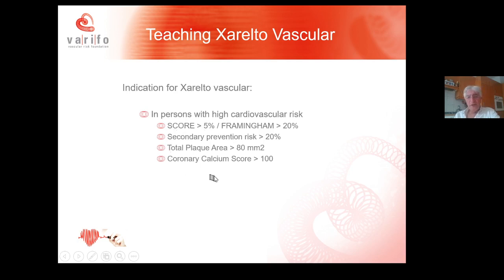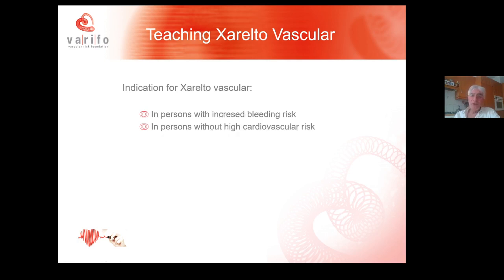And we also define some high-risk patients based on atherosclerosis imaging, for instance, carotid total plaque area over 80 square millimeters, or a calcium score of more than 100 Agatston units. So this is a kind of pretest probability for the patient to define where he starts and where we start when we treat him. And of course, we have to check for bleeding risks. We shouldn't overtreat patients, especially if their risk is not high.